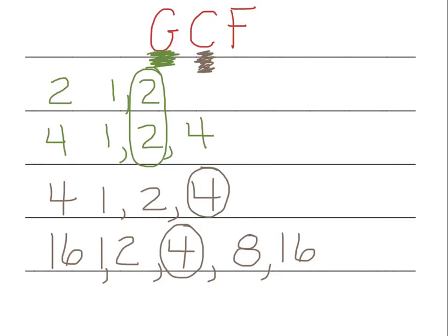Now let me ask you a question. There's a 2 and a 2. Why would 2 not be our greatest common factor? Answer that in your head. And hopefully in your head you said, because it's not the biggest, it's not the greatest common factor, it's just a common factor. Same with the 1. It is common, it is in both, but it's not the greatest common factor.